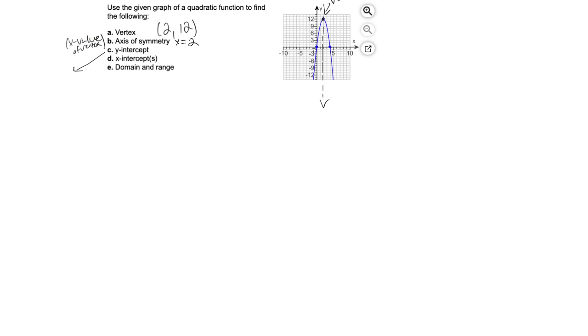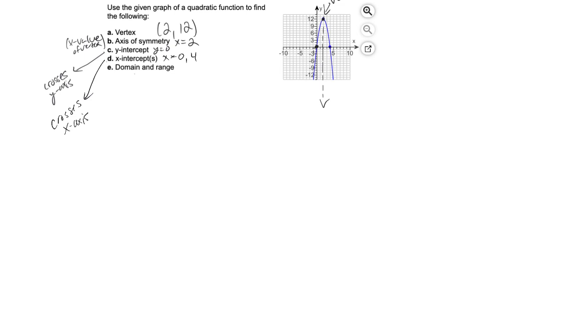The y-intercept is where it crosses the y-axis. Right, so it crosses the y-axis right here, which is at (0, 0). So y equals 0 would be our y-intercept. Our x-intercepts are where it crosses the x-axis. Right, and it crosses the x-axis at x equals 0 and x equals 4. So x equals 0, comma 4.